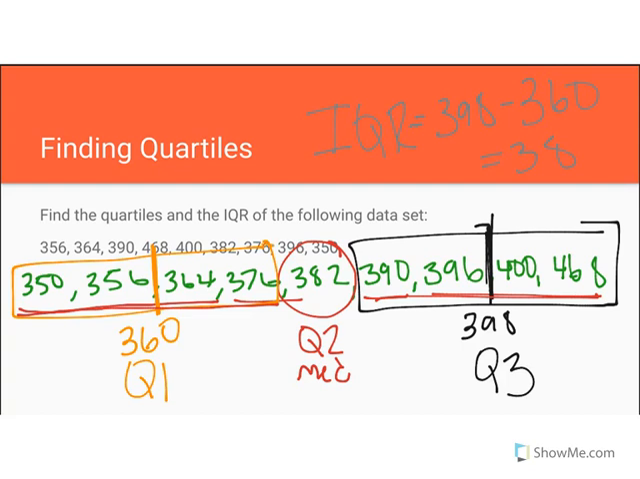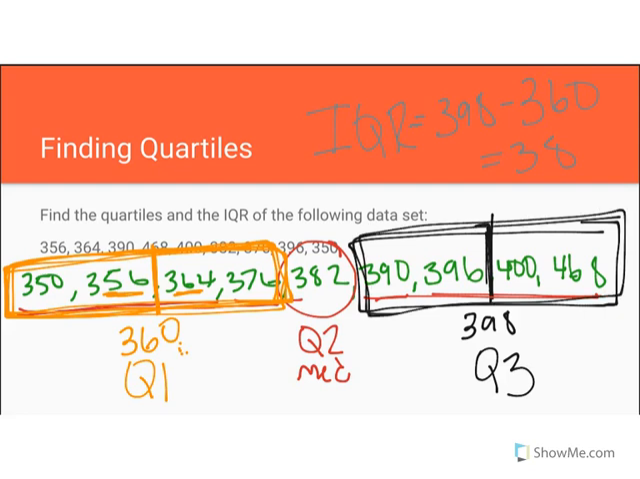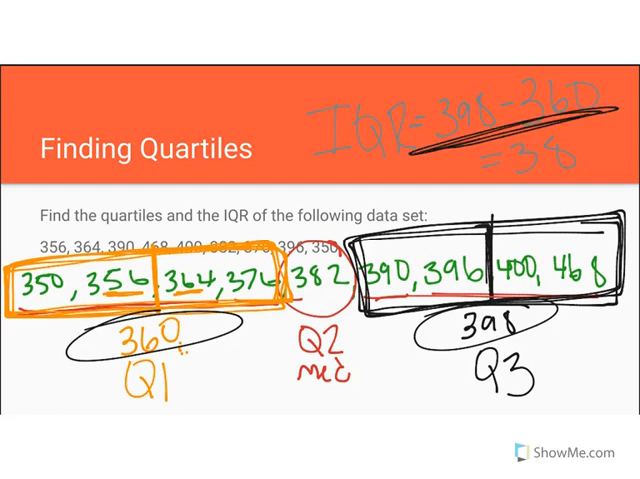Now to find my first quartile, I'm looking at the bottom half of my data. I've already used 382, that was my median, so I don't include it here. So I have 4 data points, find the middle, halfway between 356 and 364 is 360. That's my Q1. Same process over here for Q3, halfway between 396 and 400 is 398. So now I know my Q3 and my Q1. If I subtract those, that gives me my interquartile range, which is 38, how much it's spread out from the beginning of my middle half to the end of my middle half.